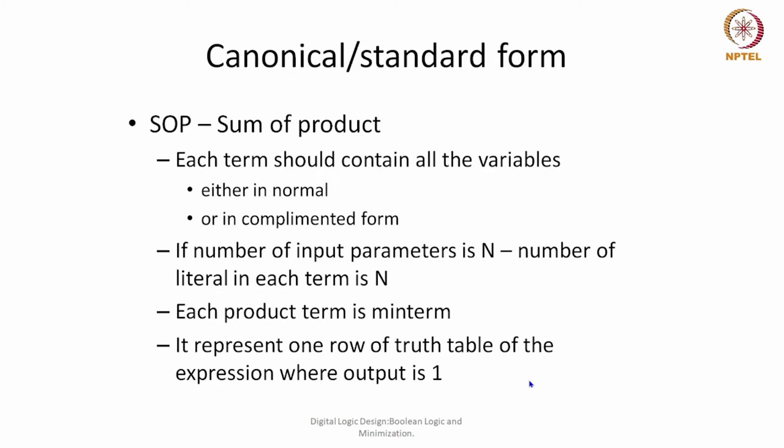Okay, and this is sort of a representation of your truth table. For example, in your truth table, wherever you have a 1 as an output, one product term would correspond to that particular one. So let's understand this min term and the truth table with the help of an example.